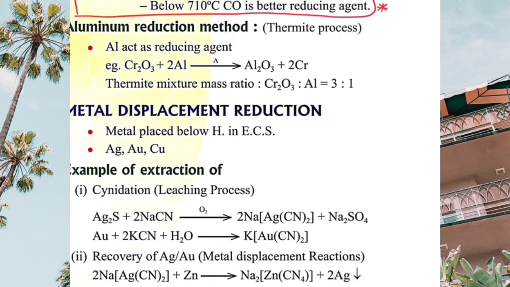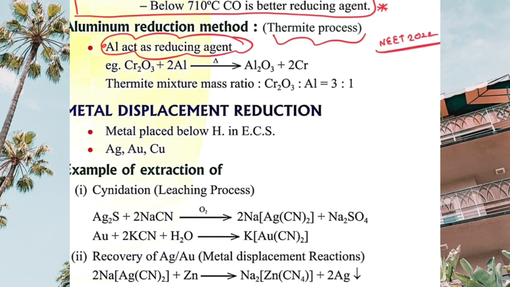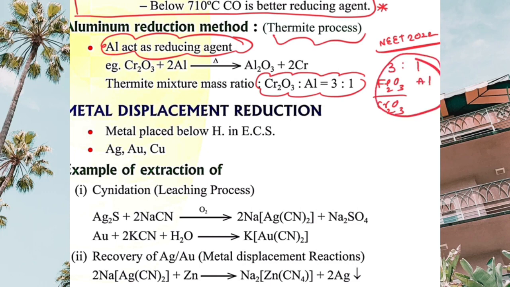Next, thermite process. Aluminium acts as a reducing agent. So NEET 2022 question. Aluminium acts as a reducing agent. Thermite process. In thermite process, this is very, very important. Iron oxide or chromium oxide 3 ratio and aluminium we are taking 1 ratio. 3:1 ratio of chromium oxide and aluminium we are calling thermite mixture.